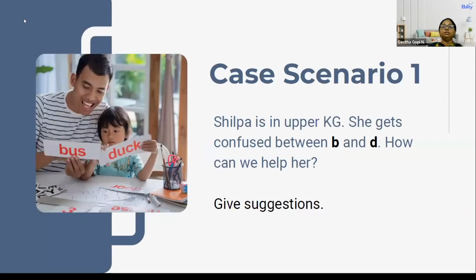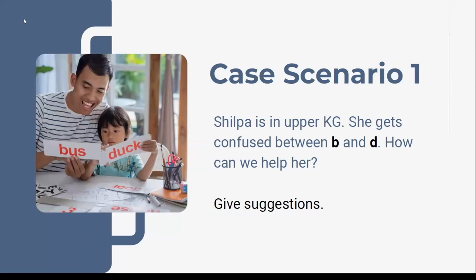Case scenario 1: Shilpa is a girl in upper kindergarten, or KG2. She gets confused between the letters B and D. So how can we help her? Can you give some suggestions on what can be done to help her? While you're giving suggestions, I would like you to think about all that we've discussed in the workshop so far, about the different kinds of multisensorial activities and so on, and why we are using these different kinds of activities to help her out. So I would like the participants to please come forth and give their suggestions on what can be done.